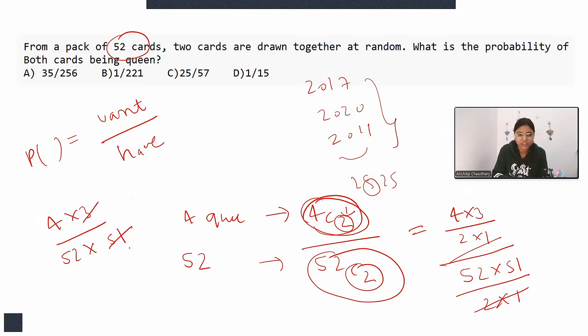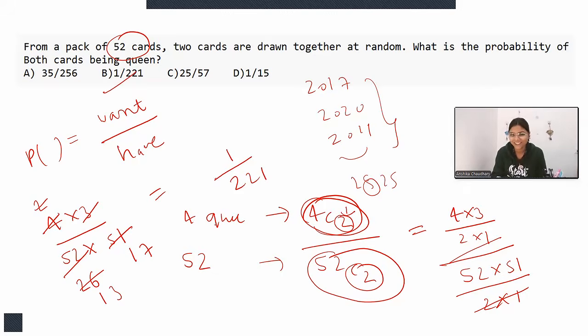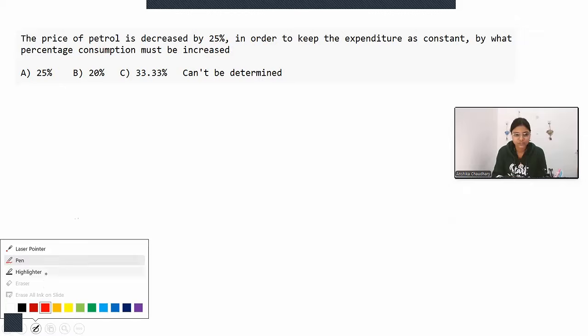Let's solve it. 17 times. Then 2 to the 4. 2 6 the 12. One more time, 13. So here the answer will be 1 upon 221. And this is the answer. Simple. How easy it is. If you connect things practically to real life, things become easier. So let's move on to the next question.